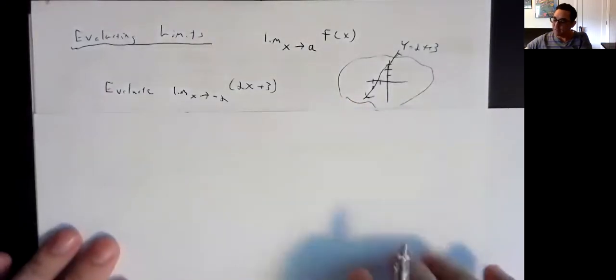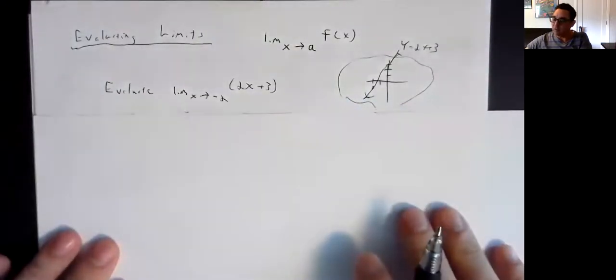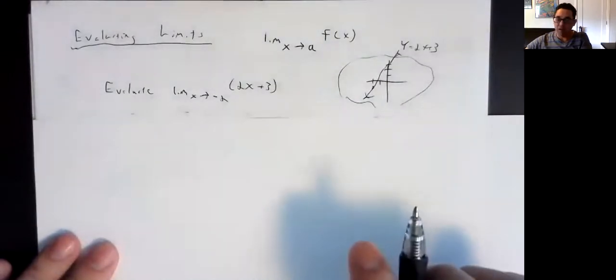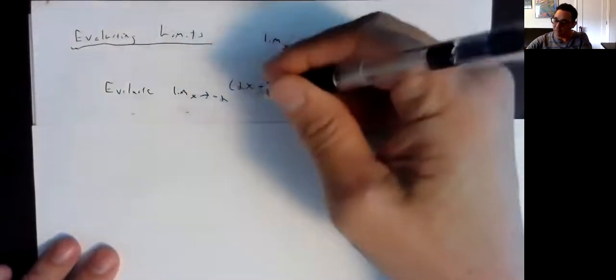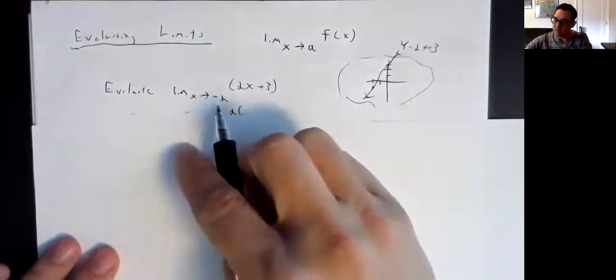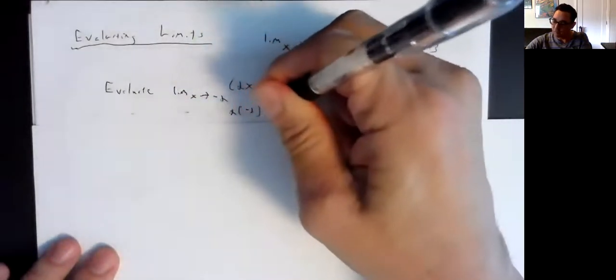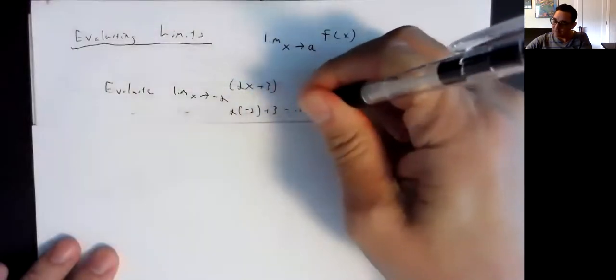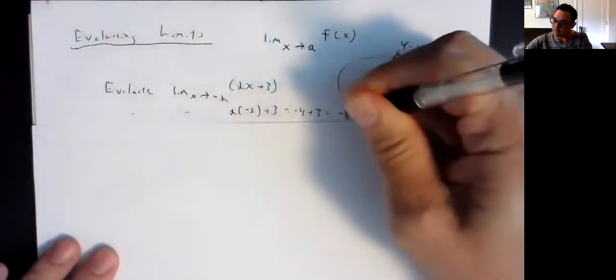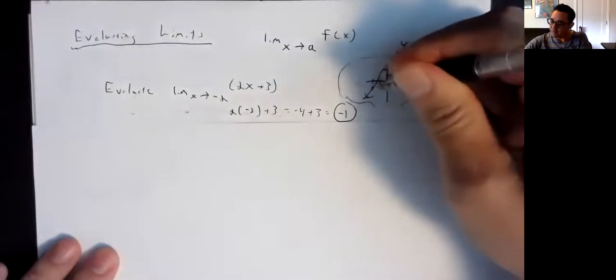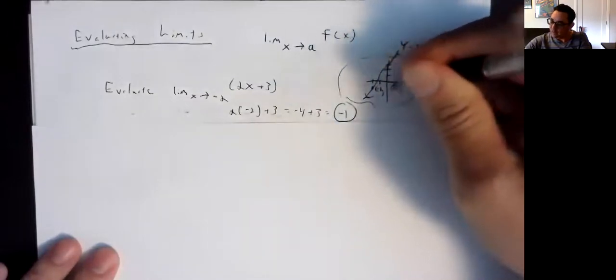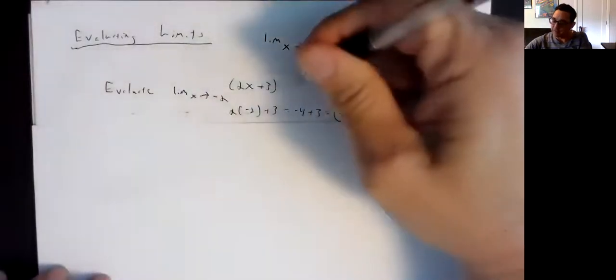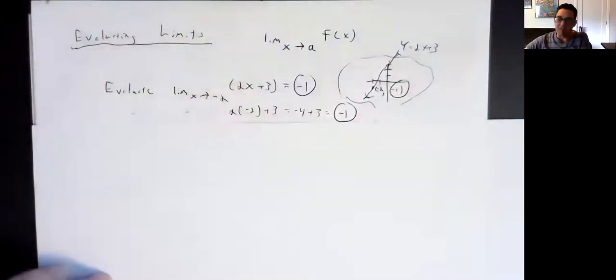Now, we could draw the graph and figure it out, but we could also just plug in -2. To solve that, I'm just going to take 2 times -2 plus 3, and see what I get. And of course, that's -4 plus 3, which is -1. And sure enough, that would be the point -2, -1. And so -1 is my answer. All right, that is evaluating the limit.